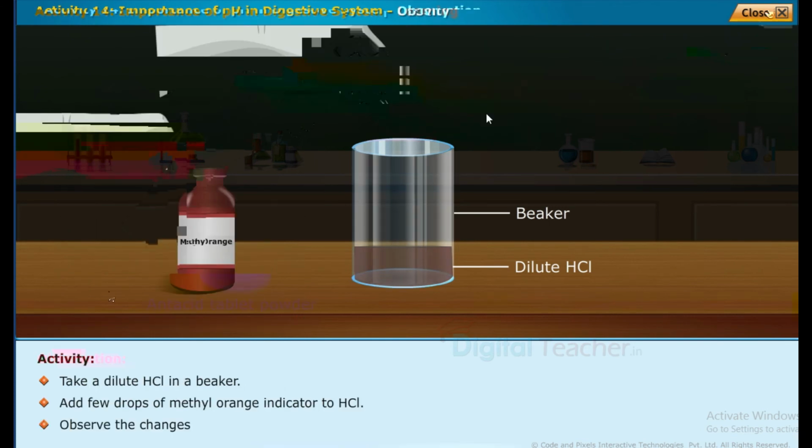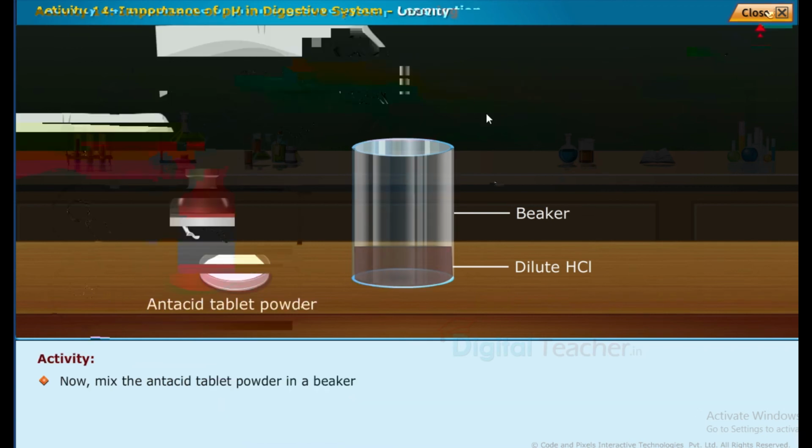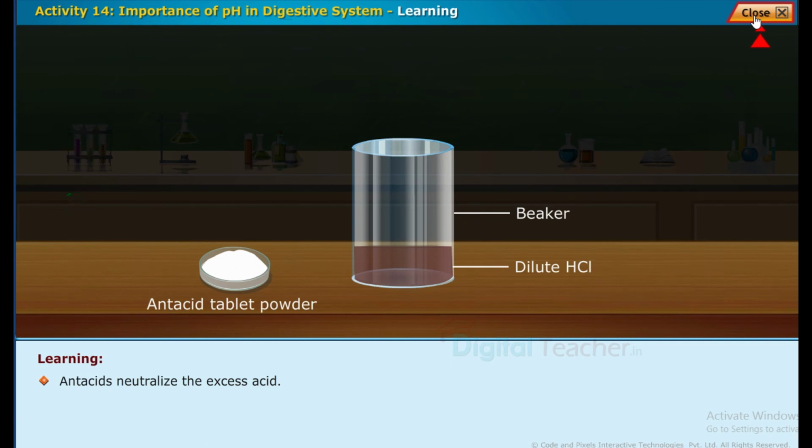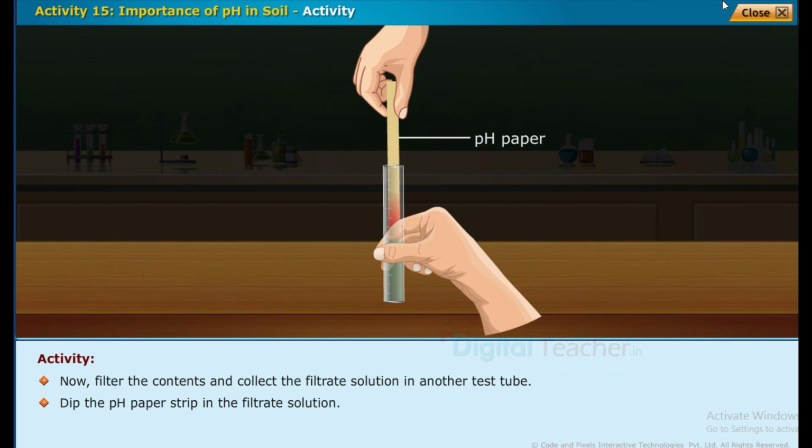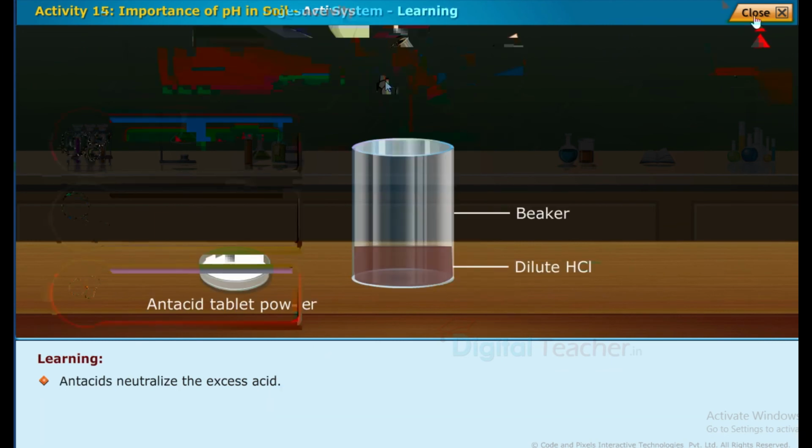Let us do another activity to learn the importance of pH in soil. Take about 2 grams of soil in a test tube. Pour 5 ml of water in the test tube. Shake the contents of the test tube thoroughly. Now filter the contents and collect the filtrate solution in another test tube. Dip the pH paper strip in the filtrate solution.